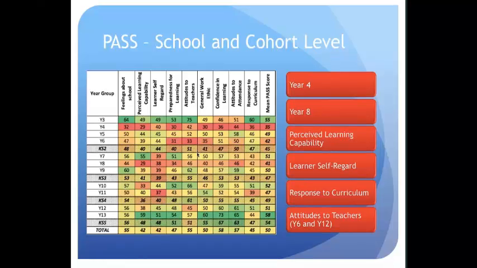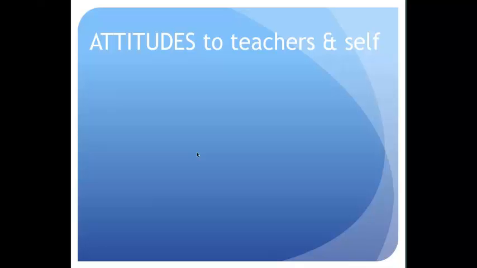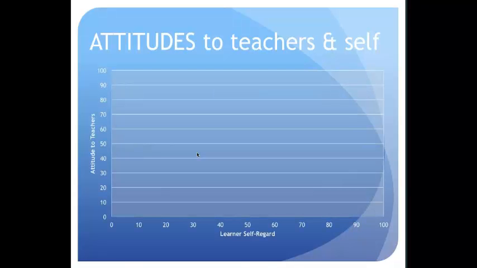And then I started to look more deeply at the correlation between the CATs and the PASS. On an individual level, it's fascinating, but on a whole school level, it's even more eye-opening. Here we've got a graph where on the left-hand side, you can tell I'm not a mathematician, on the y-axis, we have a student's attitude towards their teachers. This is a standardized score within the PASS where 100 is as high as it can be and 0 is as low as it can be. We have along the x-axis the learner's self-regard, so their attitude towards themselves, I suppose. And again, from 0 to 100.